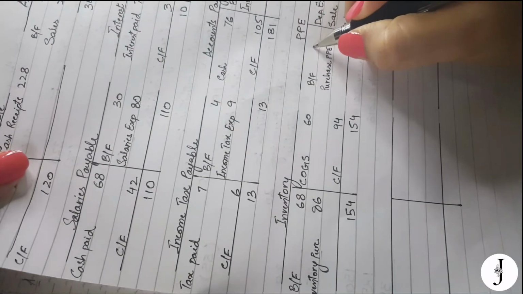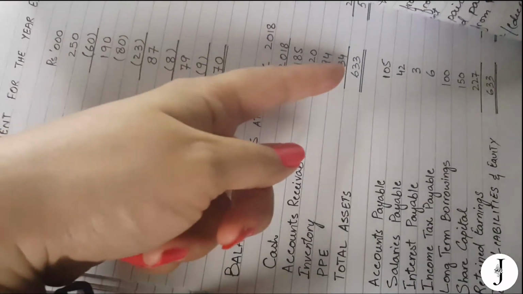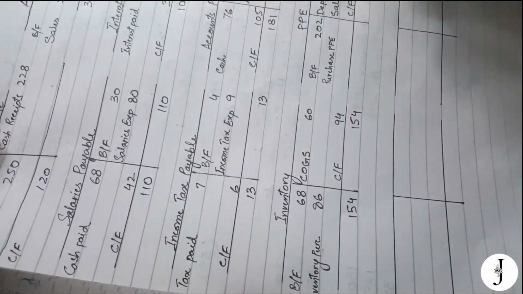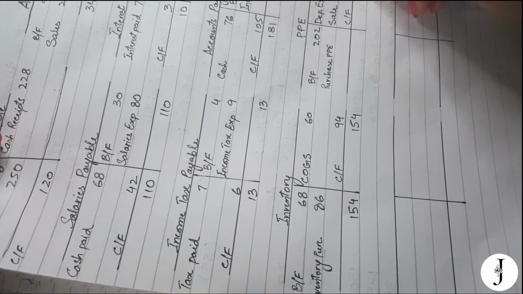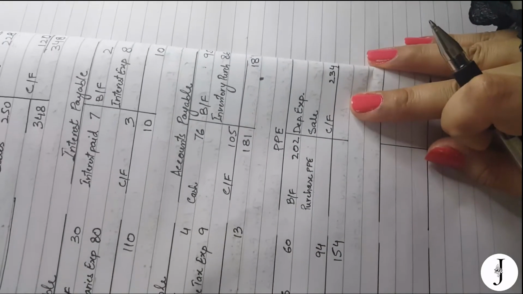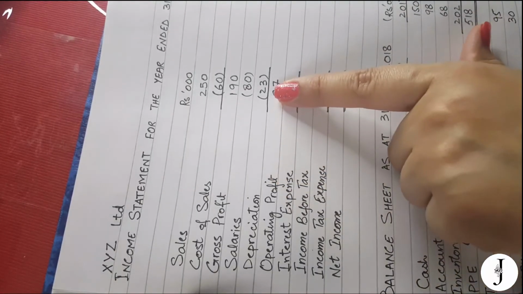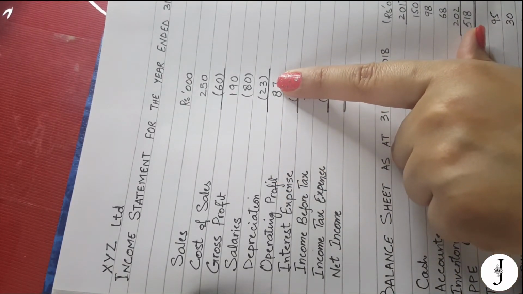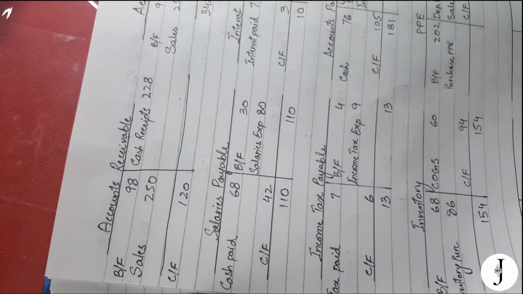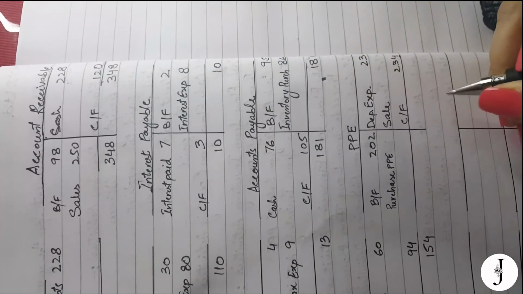So the opening balance of PPE is 202 and the closing balance is 234. So 234 is the closing balance. Okay, now we will take the depreciation. Depreciation expense is 23. So this depreciation expense we will write here, 23.